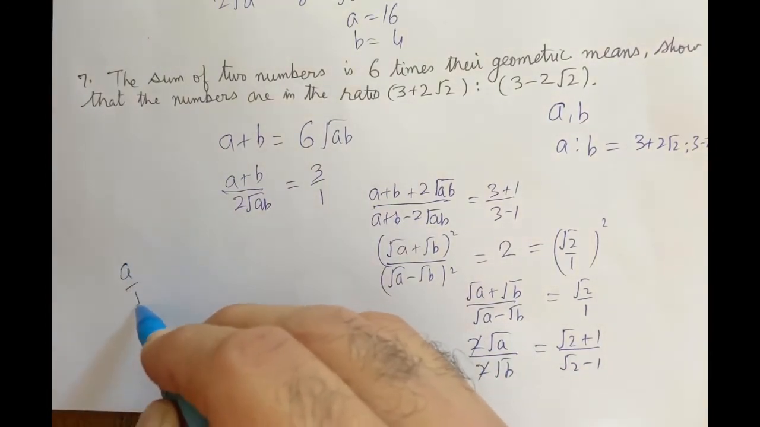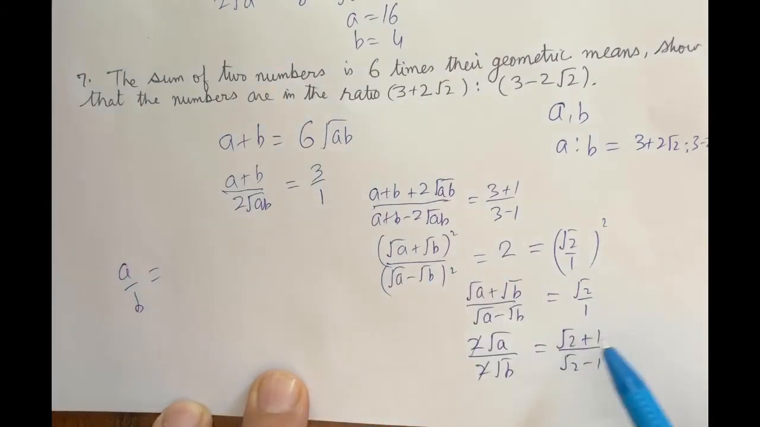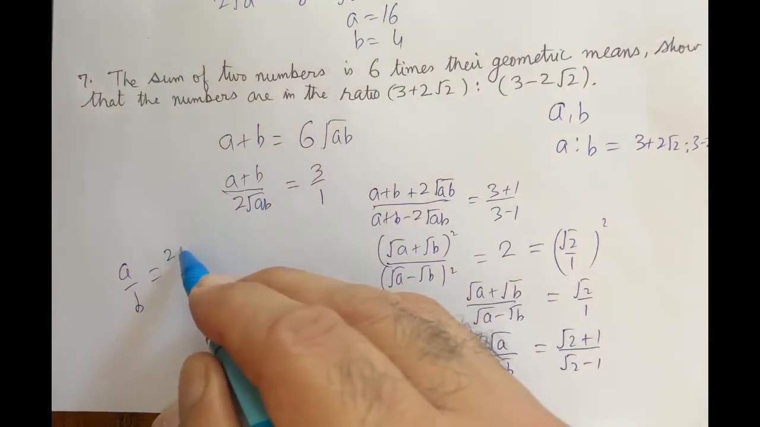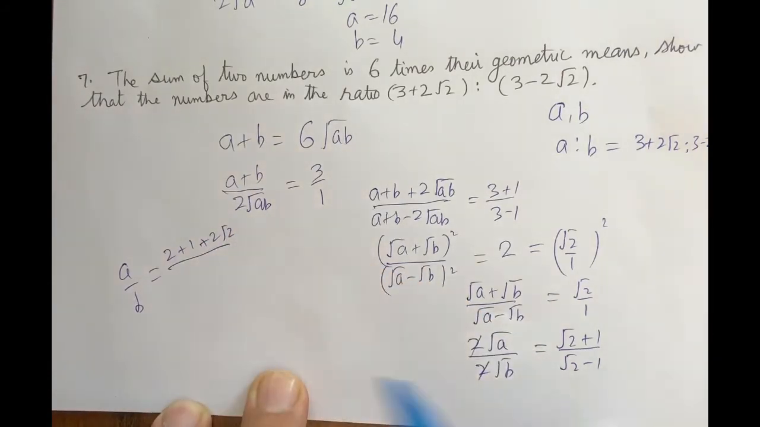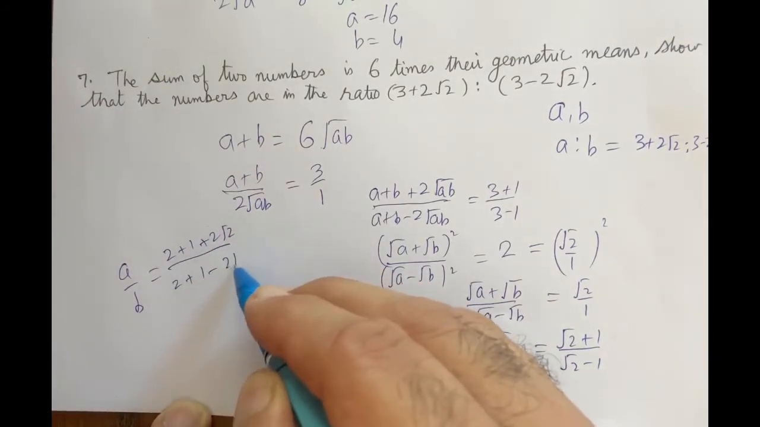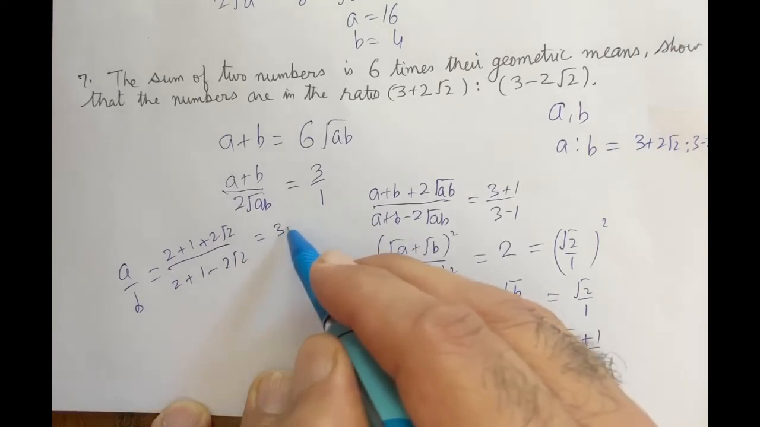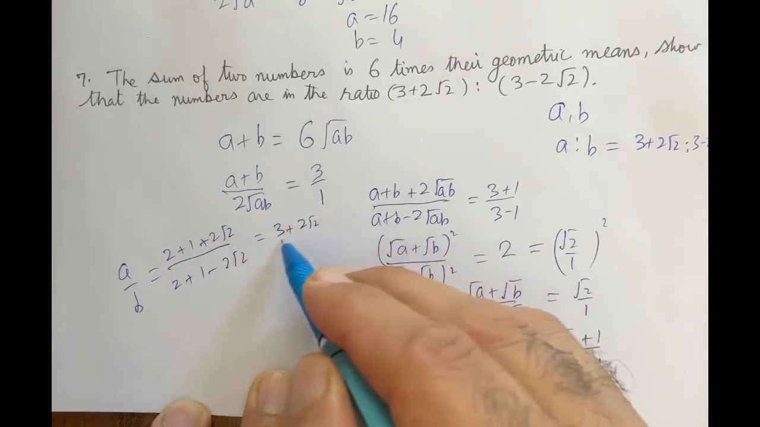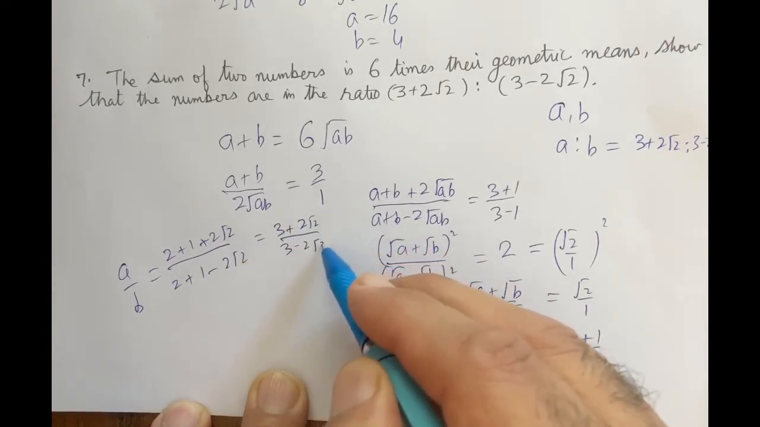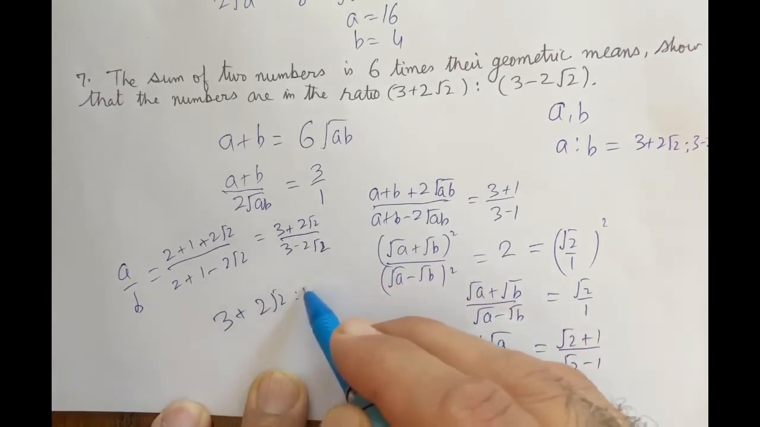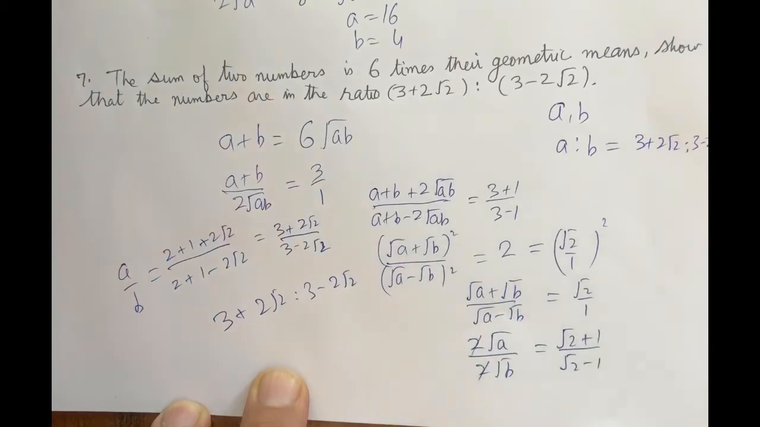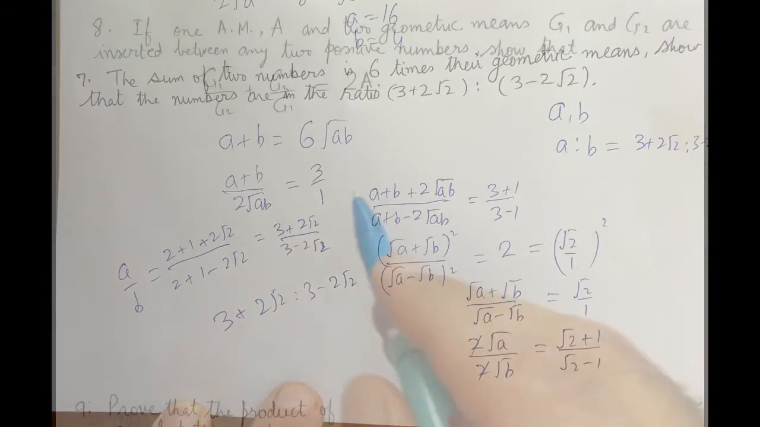So what about a upon b? Squaring both sides, this will be 2 plus 1 plus 2 root 2 upon 2 plus 1 minus 2 root 2. This is 3 plus 2 root 2, and this is 3 minus 2 root 2. So this is the ratio. 3 plus 2 root 2 is to 3 minus 2 root 2. This is the desired ratio.